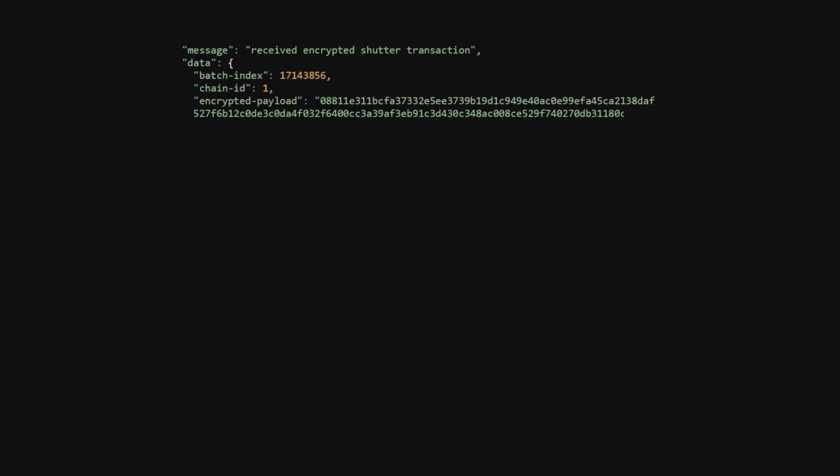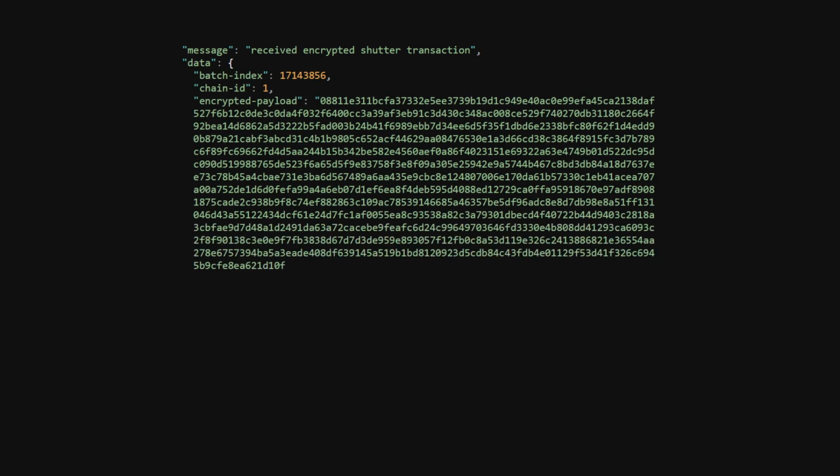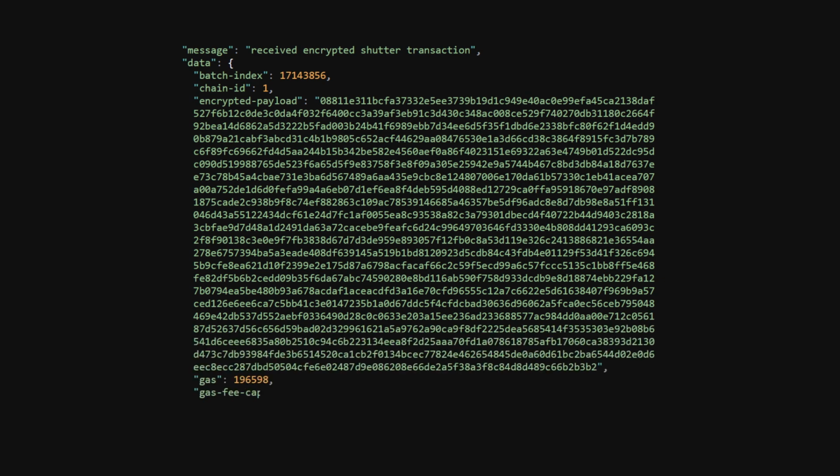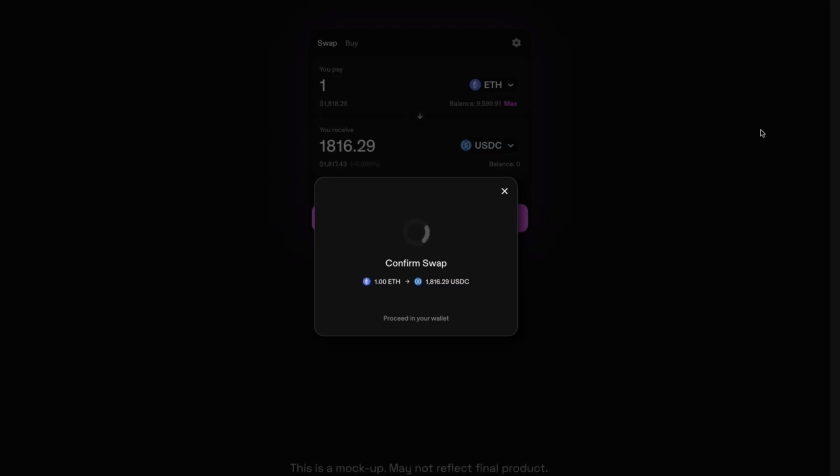On the back end, things get more interesting. First, the encrypted Shutter transaction and the associated payload is sent. This is then passed on to the sequencer to be included in a block. For the user, this shows as any other transaction. They are waiting for their trade to go through.